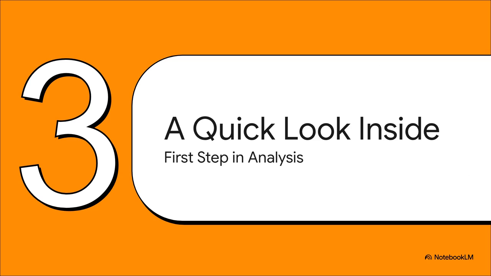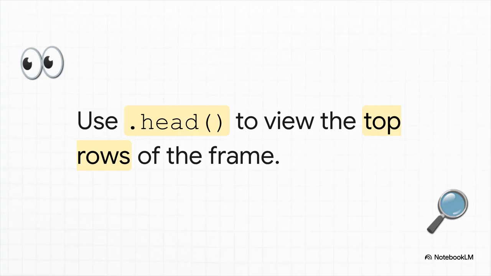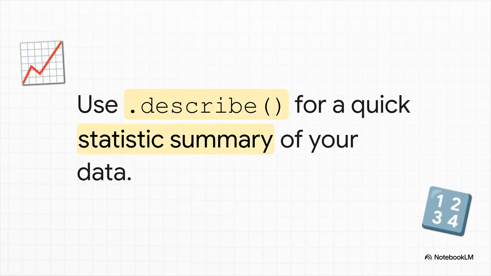Okay, so once your data is loaded up into a data frame, the very first thing you're probably going to want to do is just take a peek inside to see what you're working with. The absolute fastest way to do that is with the head method. You just add .head to your data frame's name, and boom, Pandas shows you the first 5 rows. It's the perfect way to get a quick feel for your data's structure. But if you want to get even more insight, you use .describe. This single command gives you this incredibly powerful statistical summary of all your numerical columns. Instantly, you can see the count, the average, the standard deviation, the min and max values.